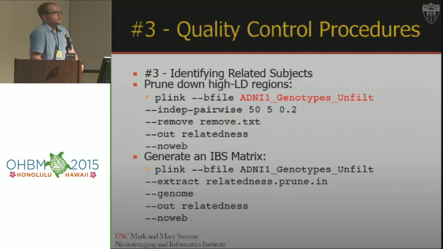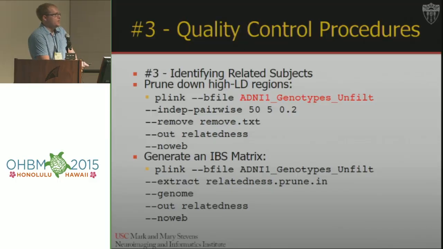Another thing that we want to do is to identify related subjects. This is a population study, so a lot of the statistical models that we're using assume that your subjects are unrelated, that they're statistically independent from each other. So relatedness can actually cause a lot of bias. One of the things that we can do then is to use the genotypes to calculate how similar all subjects are to all other subjects in your analysis. And you do that using an IBS analysis.